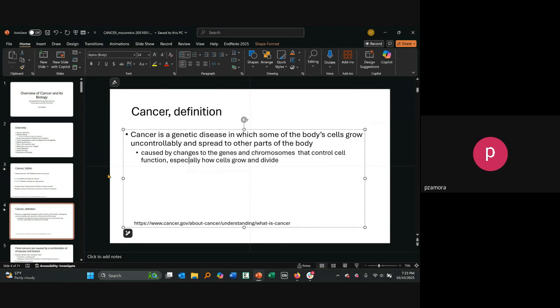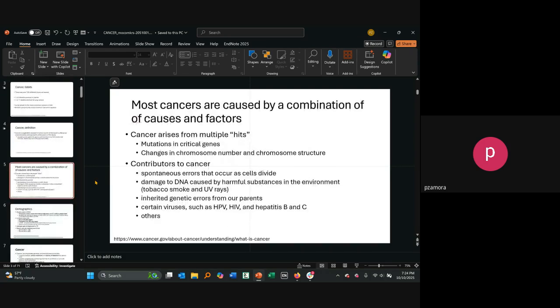Okay, so I want to start with cancer and what it is. Cancer is a genetic disease, and it should always be thought of in those terms. It's a genetic disease in which some of the cells of the body grow uncontrollably and spread to other parts of the body. It's caused by changes to the genes and also to the chromosomes that control cell function. And this is especially important relative to how cells grow and how they divide. Most cancers are caused by a combination of factors and causes. They don't arise from a single unique event.